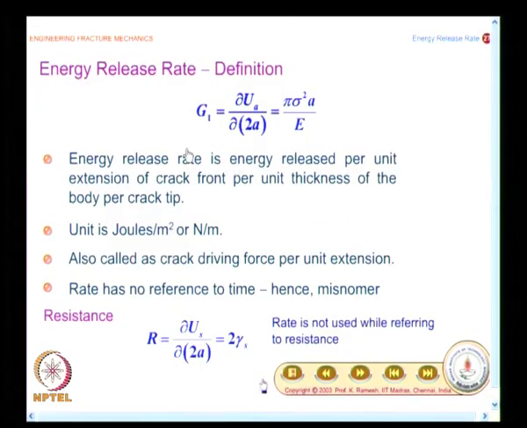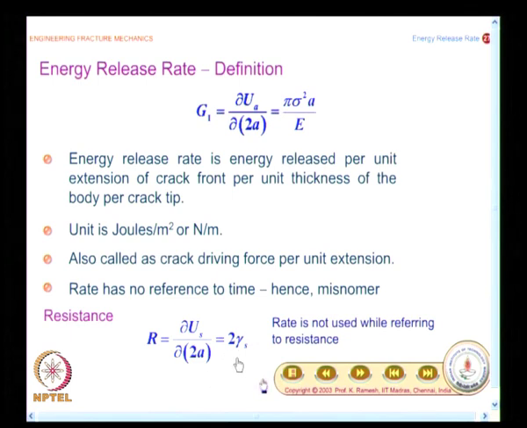And another aspect you will have to look at is, we have done an energy balance. We have also said that for the formation of two new surfaces I need energy, and this energy comes from the strain energy of the system, and the resistance is inherent to the material.